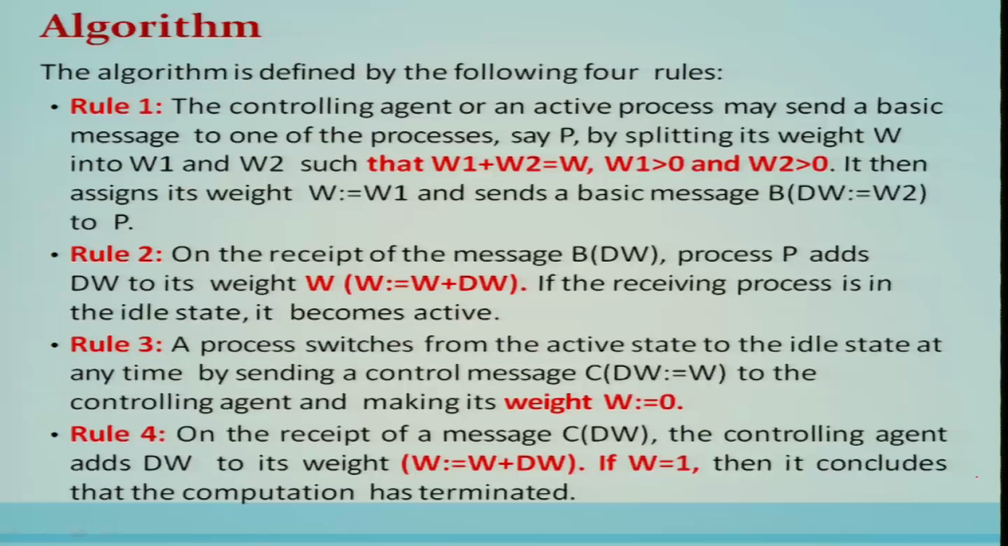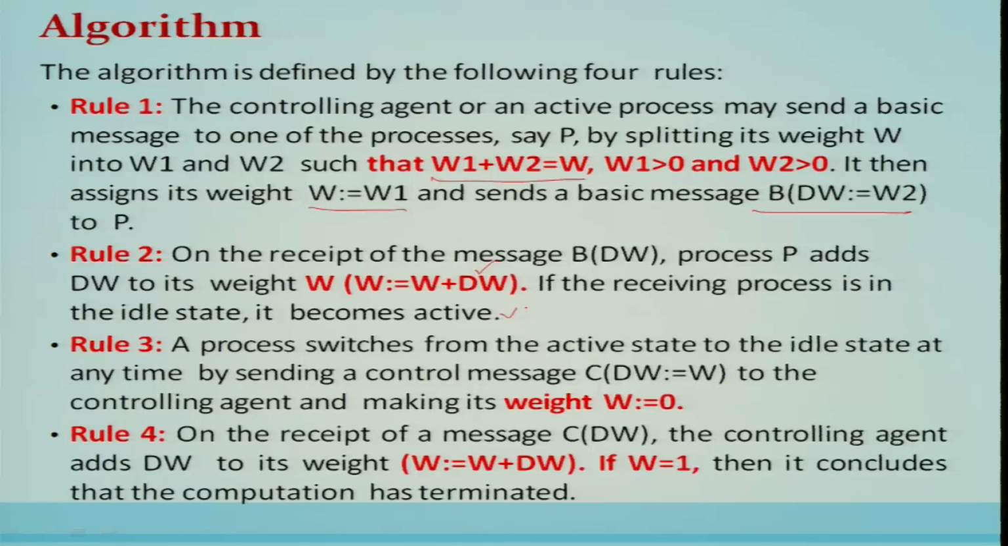So this is the algorithm. The algorithm is defined in 4 different rules here. Rule 1 says that the controlling agent or an active process may send a basic message to one of the processes, say P, by splitting its weight W into W1 and W2, as I told. W1 and W2 are non-zero. It then assigns its weight W to be W1 and sends the basic message with the other part, that is W2, to P. On receipt of this message, the process P adds dW to its weight. If the receiving process is in the idle state, it will become active.